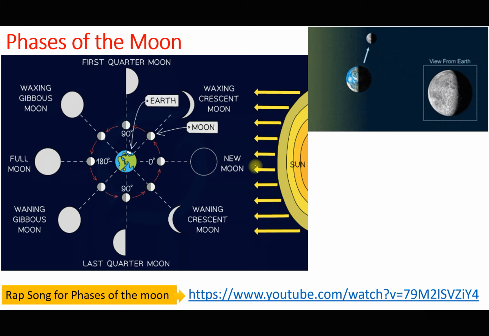We can't see the side which is being illuminated by the sun, apart from when there's a lunar eclipse, where the moon is perfectly in line between the earth and the sun, and we just see a ring around the moon. That is called a new moon.